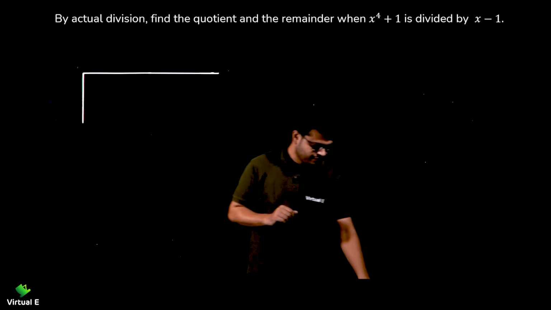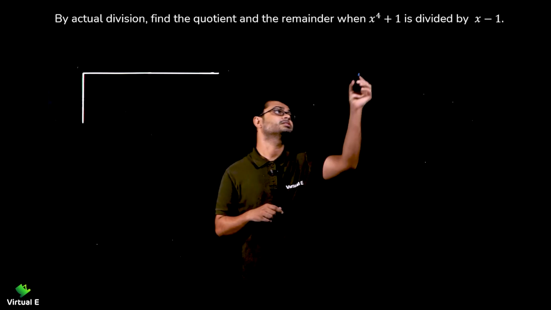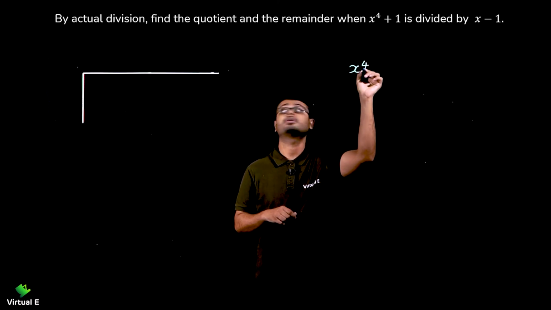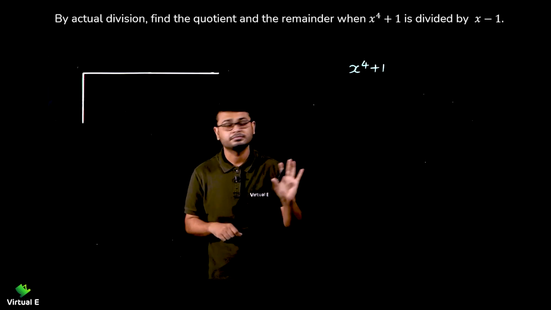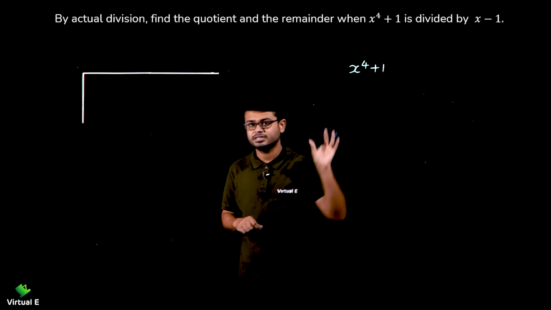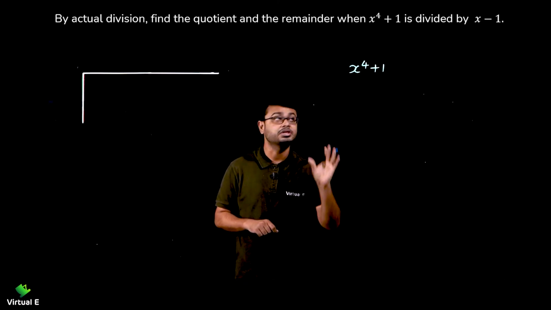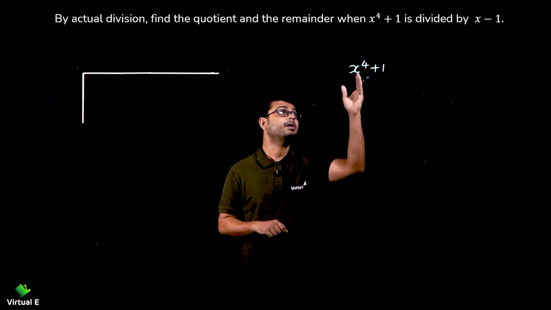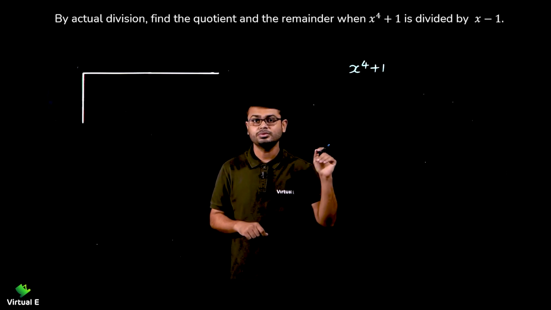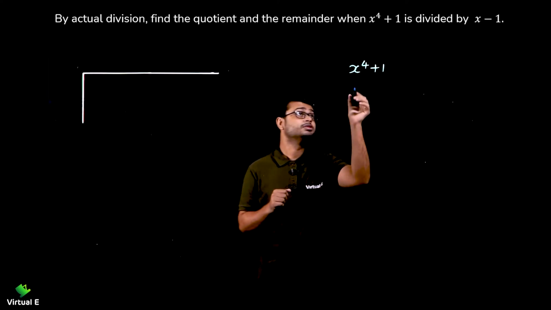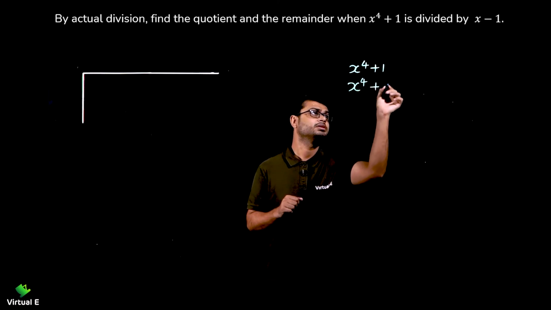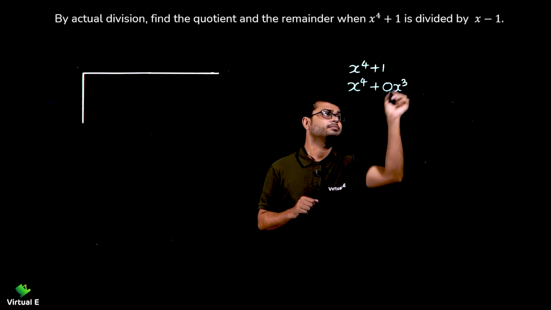by x minus 1. So we have obviously two polynomials. One is x raised to 4 plus 1. Now, is it in the standard form? If we see in the decreasing power, yes it is. But when we divide this, always remember we need to have power x raised to 3, x raised to 2, then x as well. Now how to get that power? That's the question. So remember how to write this: x raised to 4 plus 0 x raised to 3.